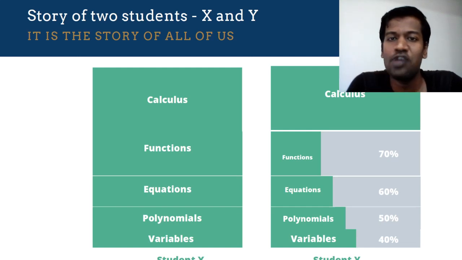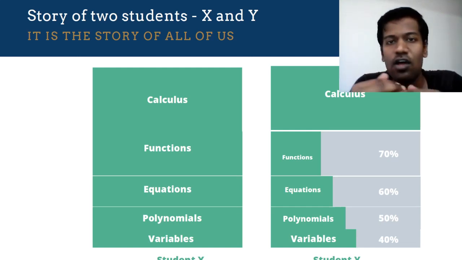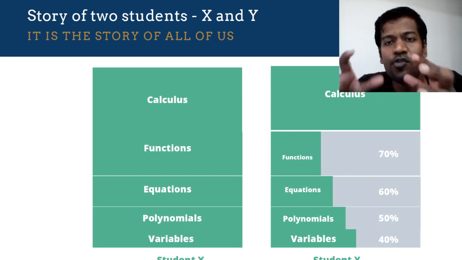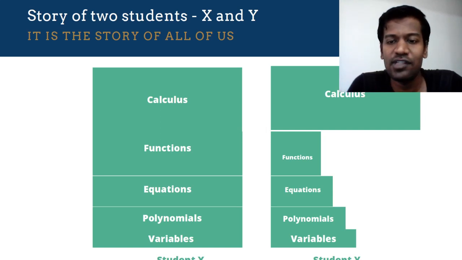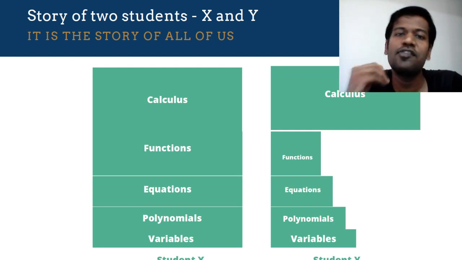Imagine student Y, who had a lot of gaps till now, and now on top of his understanding and learning levels we are putting a huge block like calculus. It is bound to collapse, right? See that it is narrowed down, and how can you expect a block like calculus, which is so big and wide, to stand on top of a weak base like that? That's where most of us collapse.